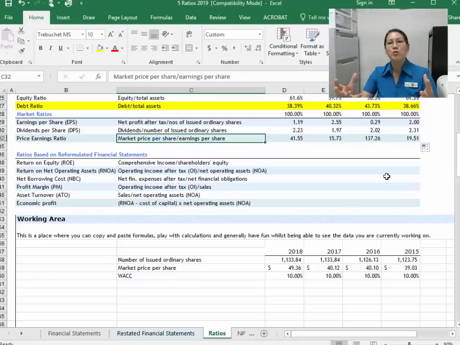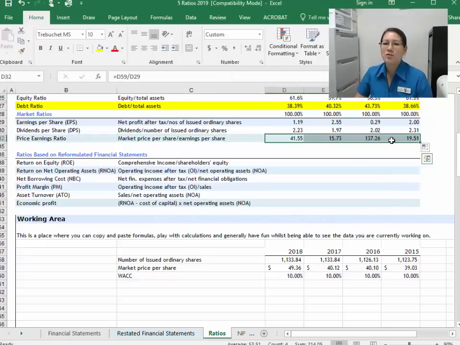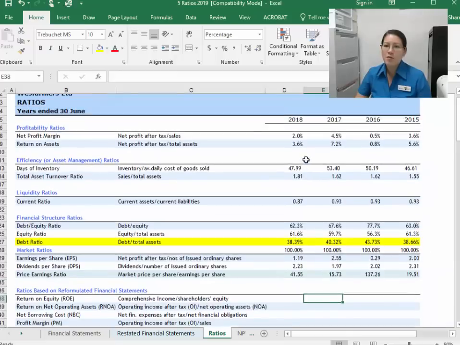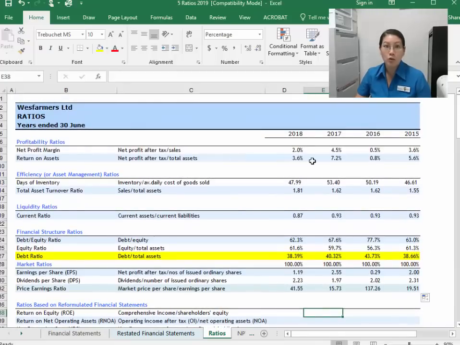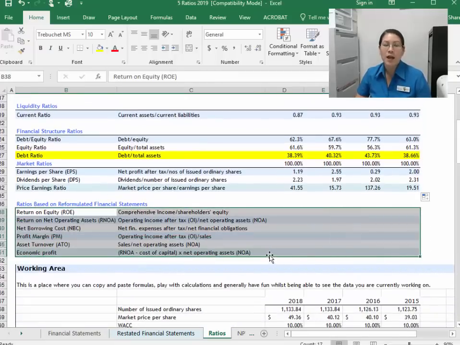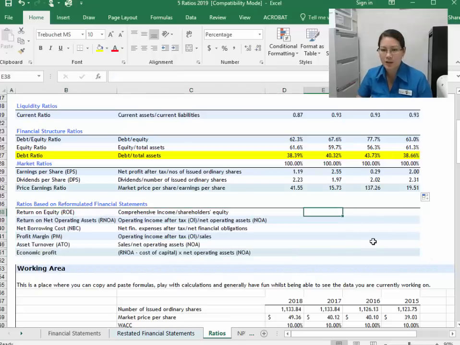So again, these are all just tools, not telling us that something's good or it's bad. It's just simply a tool to guide you. So again, this is all stuff you can be writing about. Okay, so that's all the ratios calculated for our normal financial statements. Now we're going to calculate these final ratios based on our restated financial statements.